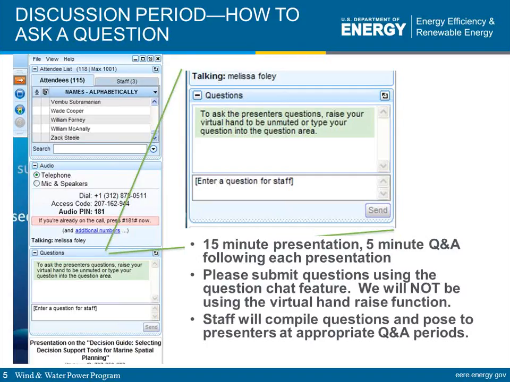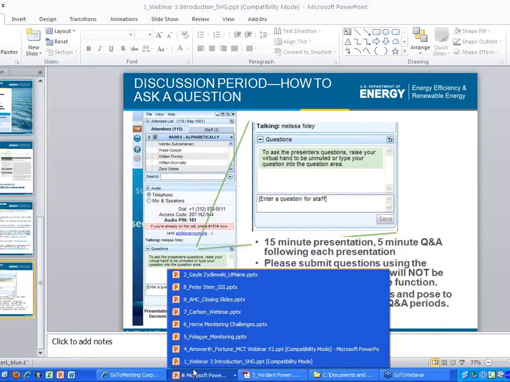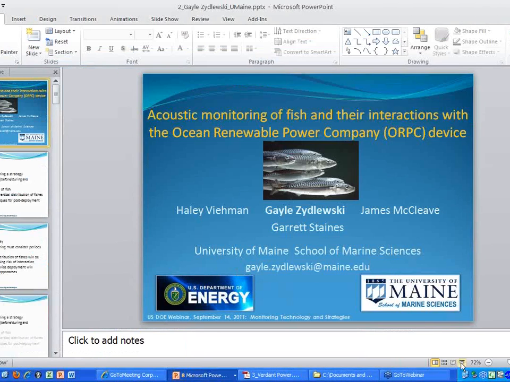So with that, I'm going to get out of the way and introduce our first speaker. Our first speaker is Gail Zedleski. Gail is a research assistant professor in the School of Marine Sciences at the University of Maine, and she'll be talking to you today about acoustic monitoring of fish and their interactions with the Ocean Renewable Power Company device. So Gail, when you're ready, and when Anna gets your PowerPoint presentation up, please take it away.